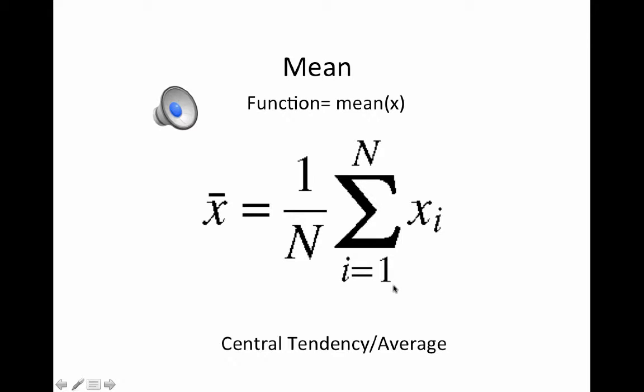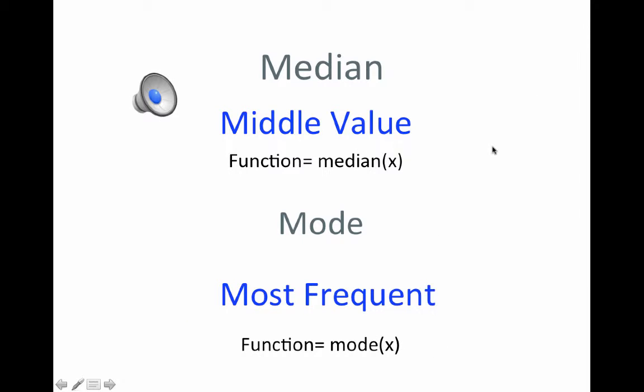The mean can be defined as the sum from i equals 1 to n times 1 over n, and it's the central tendency or the average of all the values. Its function in MATLAB is mean of x. The median can be defined as the middle value, and its function in MATLAB is median of x. The mode can be defined as the most frequent value, and its function in MATLAB is mode of x.